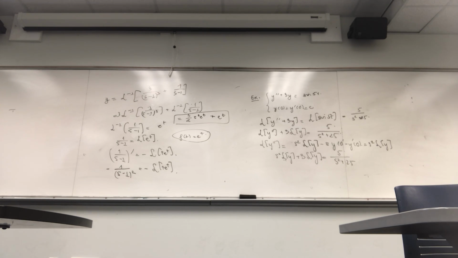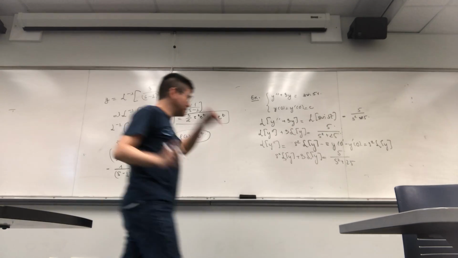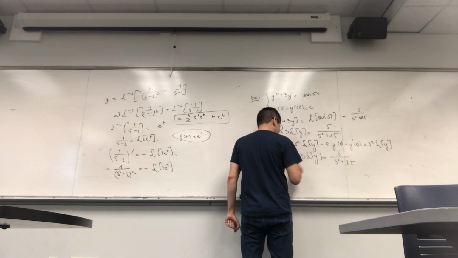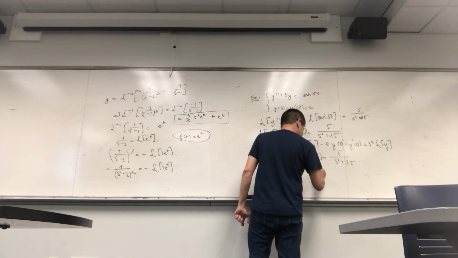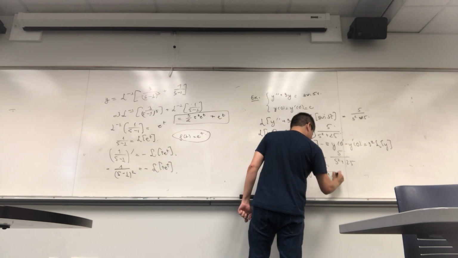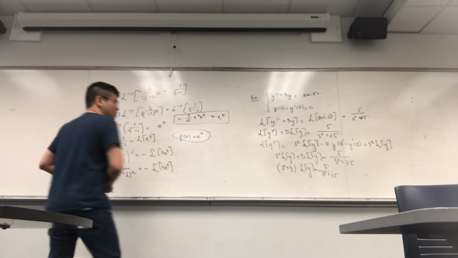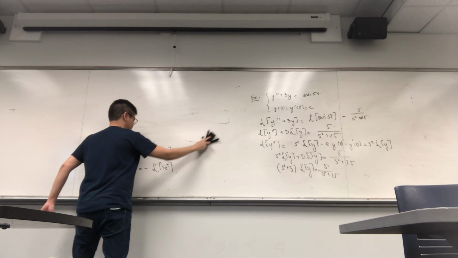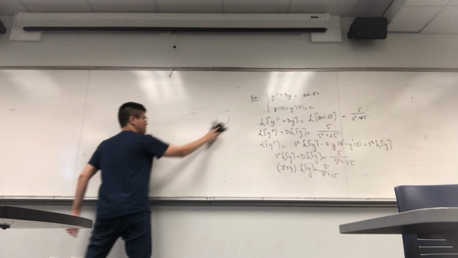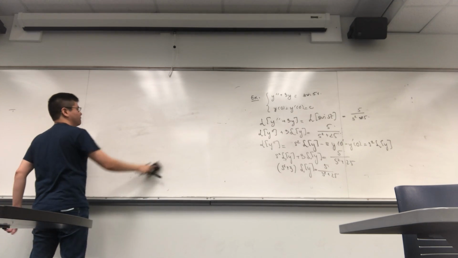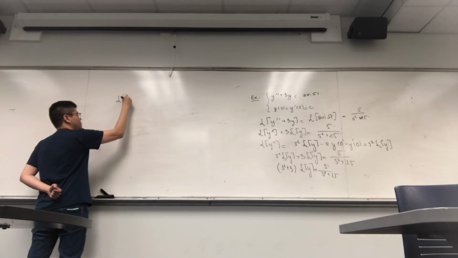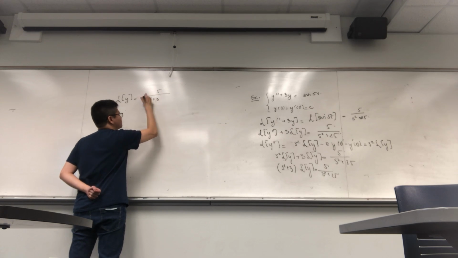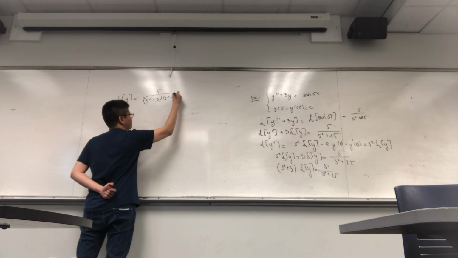Yes? So I factorize out, and I have s squared plus 3 times Laplace transform of y is 5 over s squared plus 25. So then I have Laplace transform of y is 5 over s squared plus 3 times s squared plus 25.